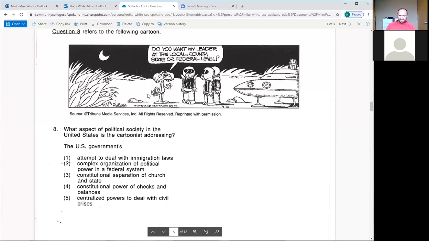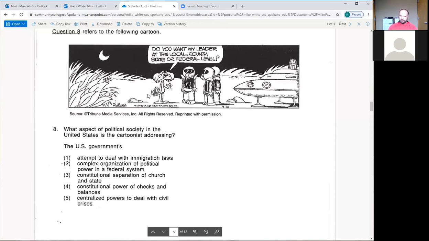So as always, unless the answer just jumps right out at me, I always just look to see what stands out as just being totally wrong, not making any sense. So, number one, attempt to deal with immigration laws. I don't think a cartoon with aliens is really trying to get at any sort of immigration law issue, right? And especially not anything that they are saying or doing. So number one would be probably the first thing I'd throw out.